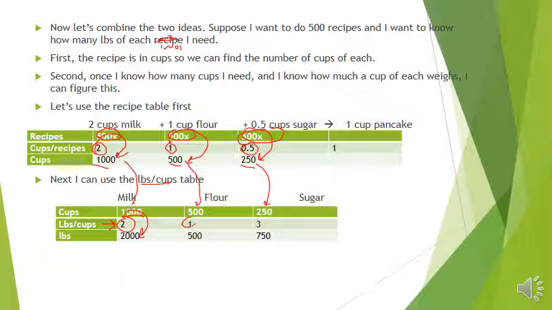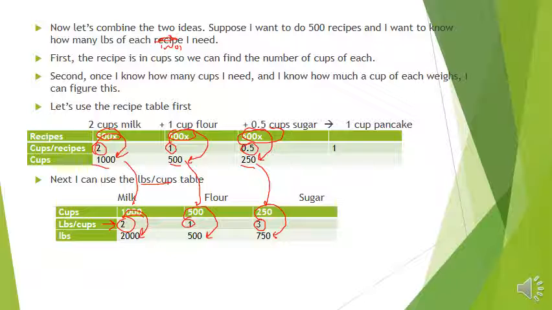All right. For the flour, 1 pound per cup. You need 500 cups, so that's gonna be 500 pounds. And then finally, 3 pounds per cup of sugar. Do that 250 times. You end up with 750 pounds of sugar.